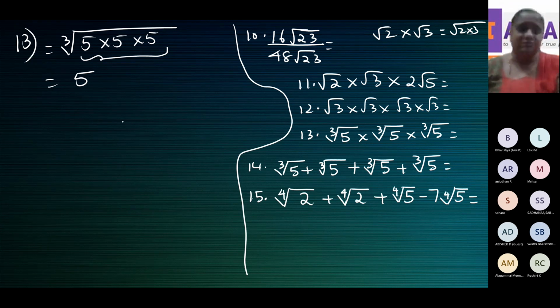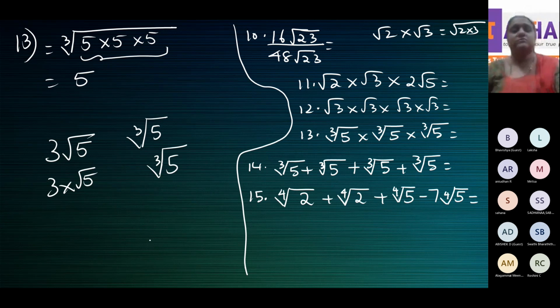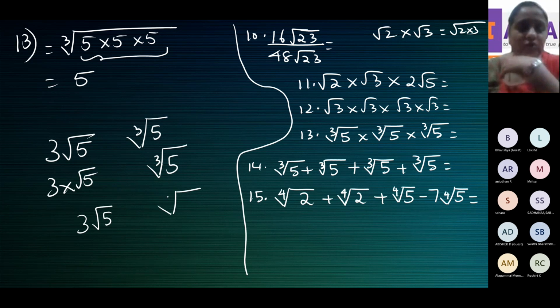Okay. Fine. Now I'll come to that also. I think, Swati, there is a difference between 3 root 5 and cube root of 5. I think you're confused between these two. 3 root 5 is 3 into root 5. This is cube root of 5. 3 root 5 is 3 into root 5. But this one is cube root of 5. They're totally different.